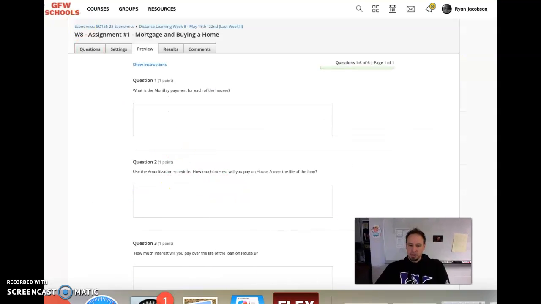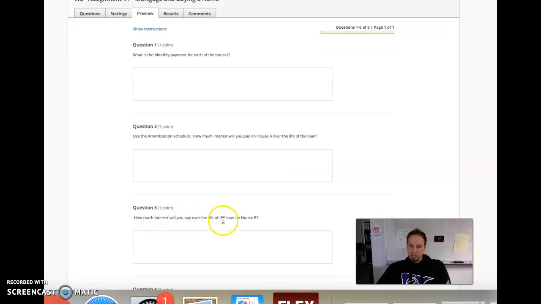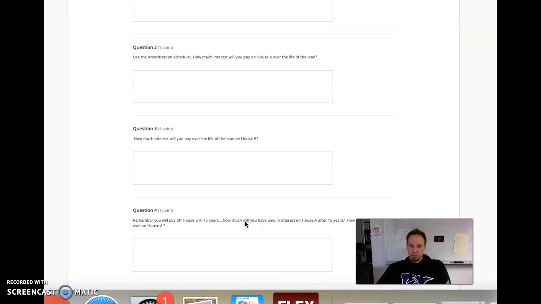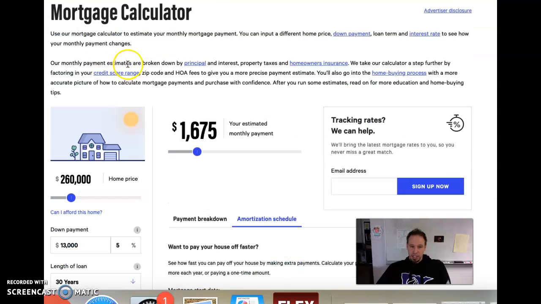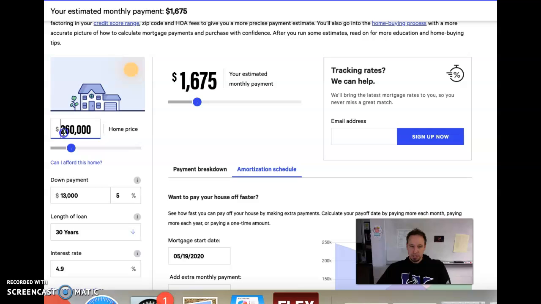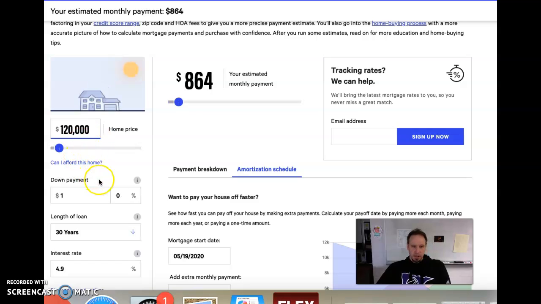So we go back to our questions. How much interest will you pay over the life of the loan on house B? You're going to do the same thing, right? When you go into house B, you're just going to have to change a couple things. Obviously the purchase price, I think that was 120 maybe. I think that's what it was.